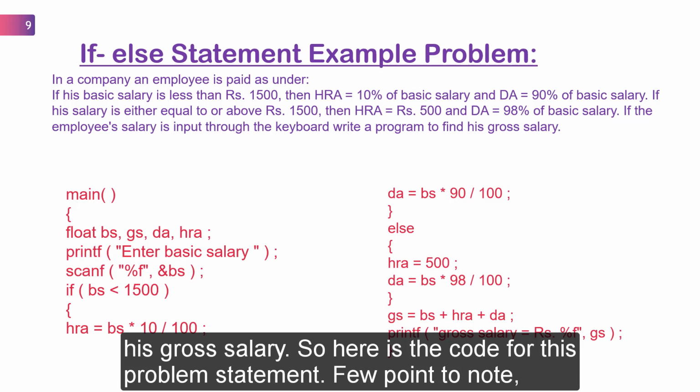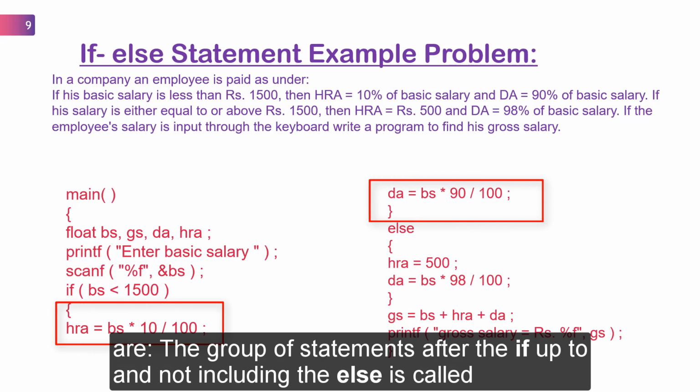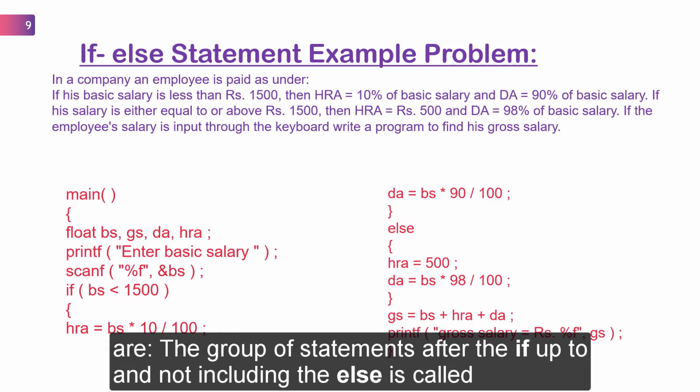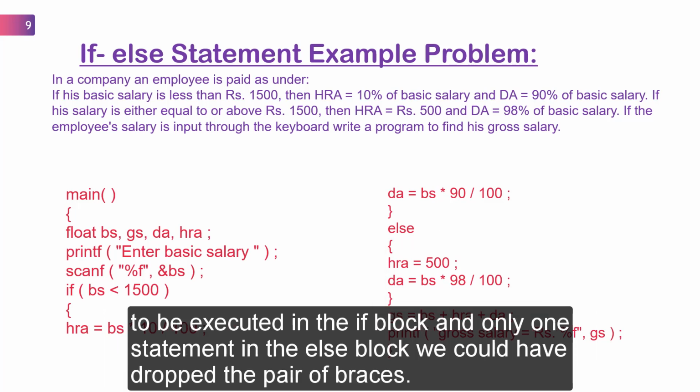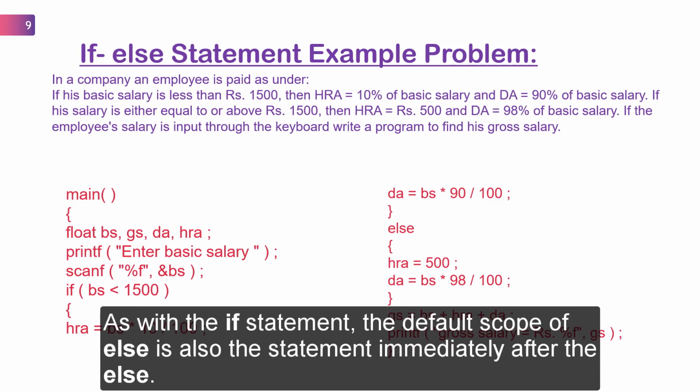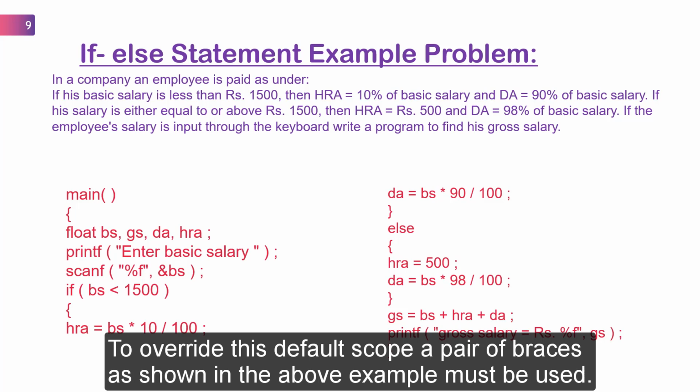A few points to note: the group of statements after if up to and not including the else is called an if block, and similarly the statements after the else form the else block. Had there been one statement to be executed in the if block and only one statement in the else block, we could have dropped the pair of braces, as with the if statement, the default scope of else is also the statement immediately after else. To override this default scope, a pair of braces as shown in the above example must be used.